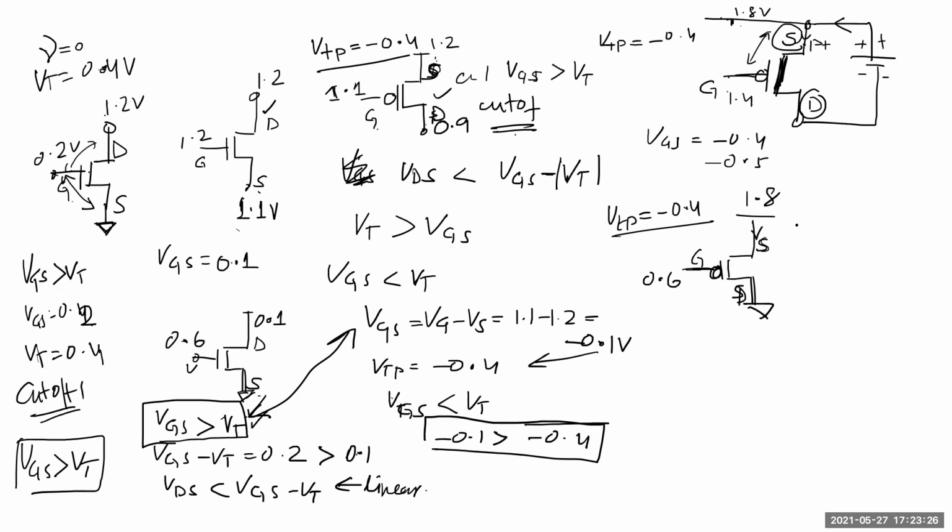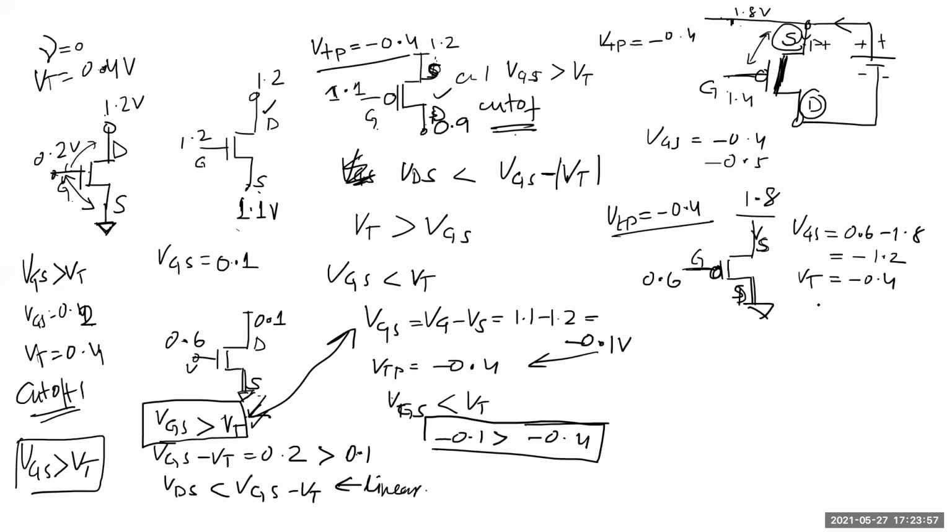Okay, sir, now for that VG is equal to 1.8, so 0.6 minus 1.8. Correct. And VT is minus 0.4. So is the channel on or not? Sir, now the channel is on, sir.